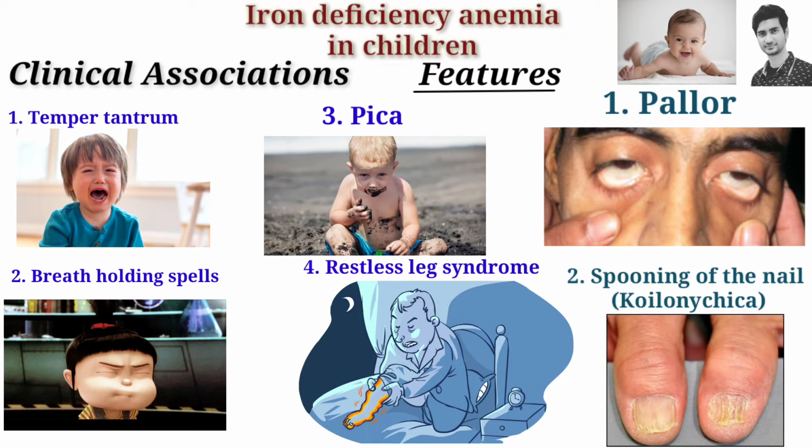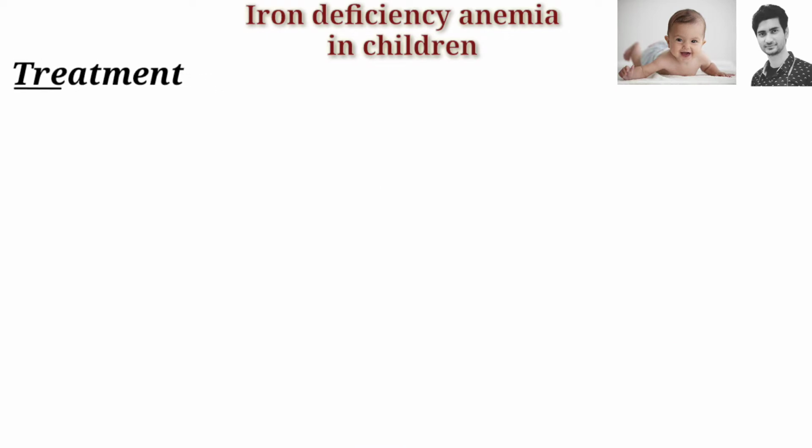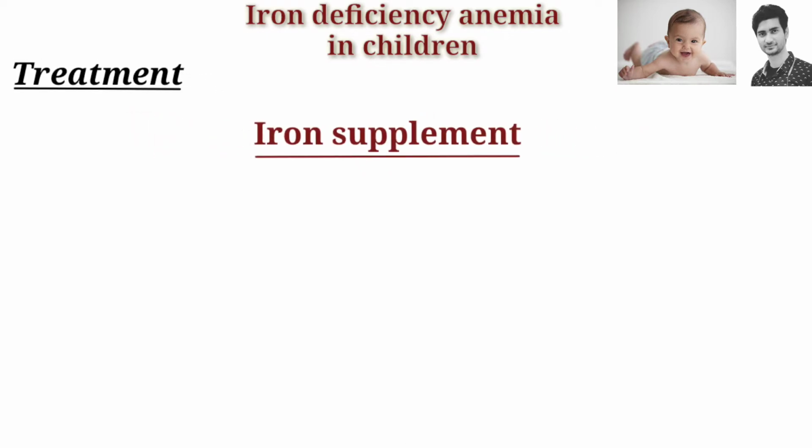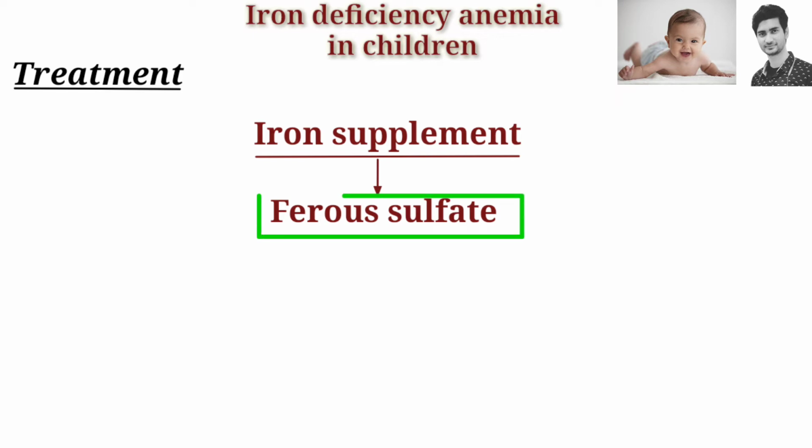Now let's talk about the treatment of iron deficiency anemia. The treatment is iron supplement. The most economical, effective and best form of iron supplementation or formulation is ferrous sulfate. In the market there are a lot of different formulations you can find, but ferrous sulfate is the most economical and effective form of iron. Now, suppose we have given iron to a child, what are the responses we get after treatment?